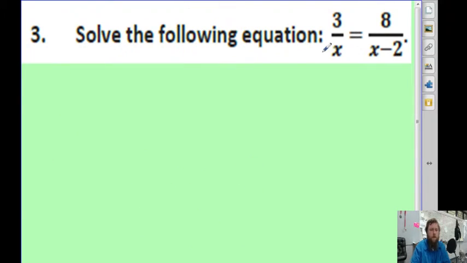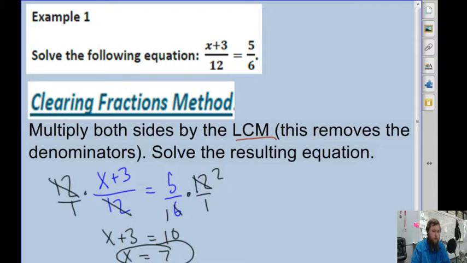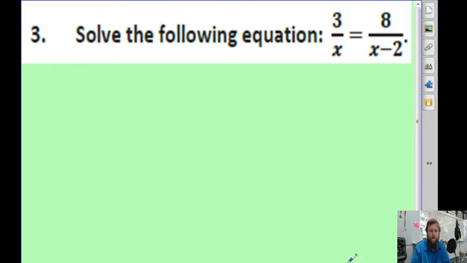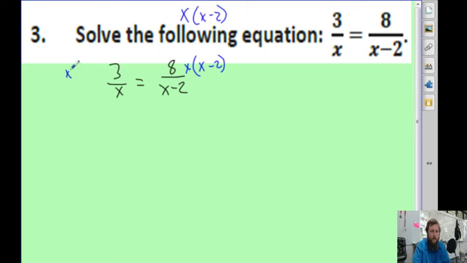So this is the clearing fractions method. Rewriting that equation, 3 over x equals 8 over x minus 2. I want to multiply both sides by the LCM, which will again be x times x minus 2. If you don't know, everything multiplied together will always be a common multiple at least. So I'm going to multiply both sides by x times x minus 2.